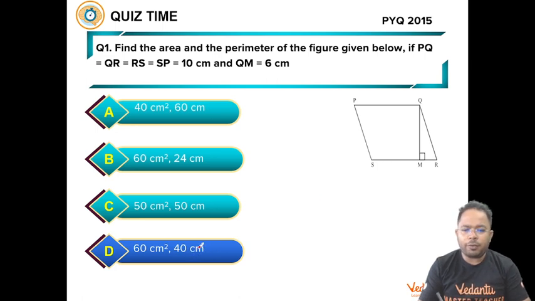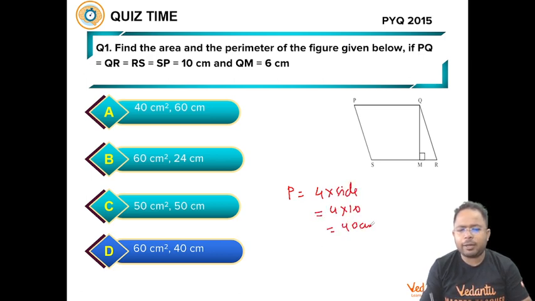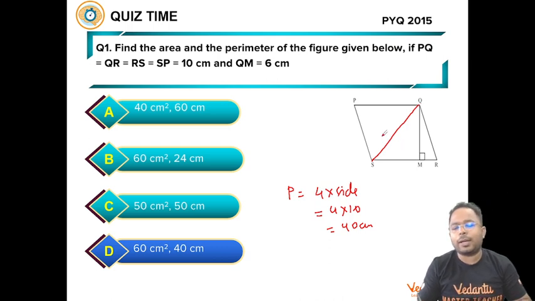Now obviously the perimeter is very simple: 4 into side, that is 4 into 10, that's 40 centimeter. Now talking about area, as you can see, it's a rhombus, which is a special type of parallelogram where all four sides become equal. So we can apply the formula of area of parallelogram, and in case you forget, you can simply join a line here and make it into two equal triangles.